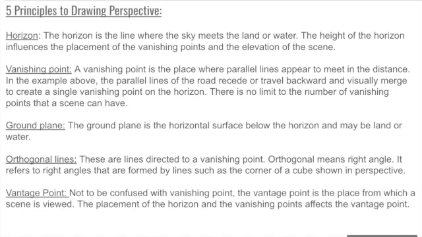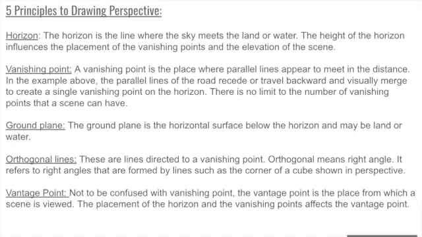The vanishing point is a place where all the parallel lines appear to meet in the distance. For example, the parallel lines of a road recede or travel backwards and visually merge to create a single vanishing point on the horizon. There is no limit to the number of vanishing points that a scene can have. Keep that in mind.